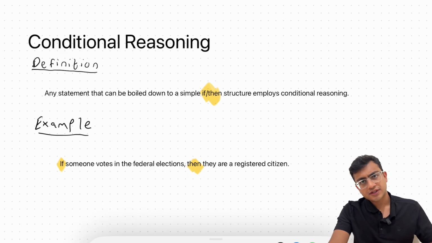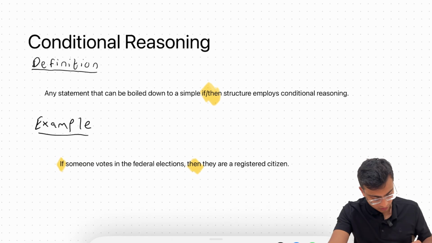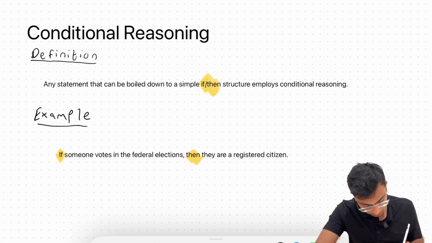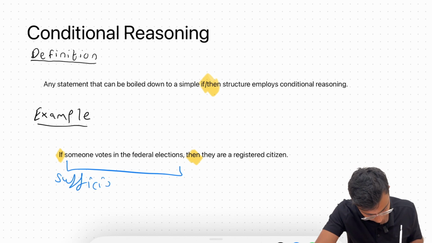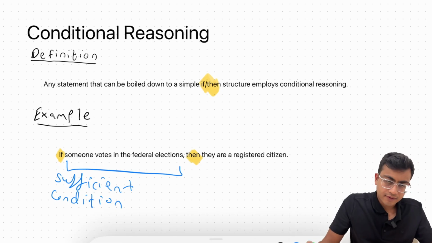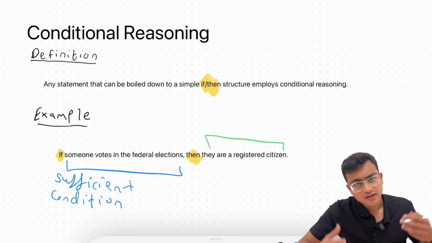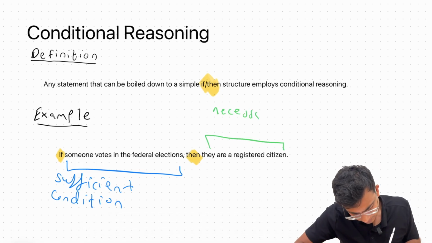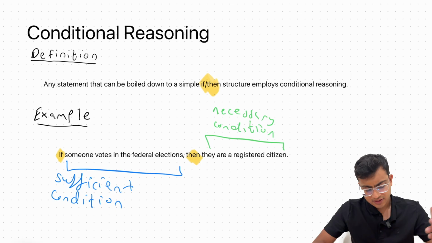Every statement that uses conditional reasoning has two parts. The if part, which is called the sufficient condition, and in this example, voting in the federal elections is the sufficient condition. And we also have the necessary condition, the then part. In this example, being a registered citizen is the necessary condition.